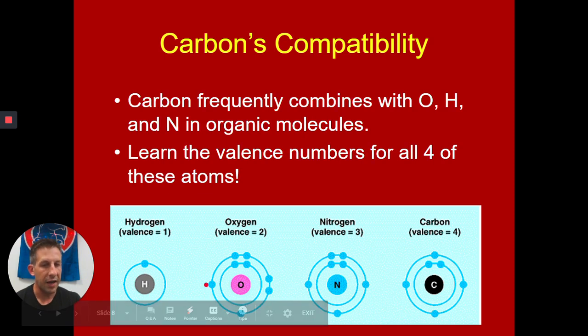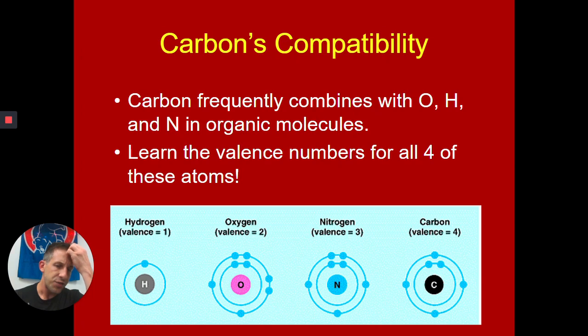But oxygen has a valence number of 2, which tells us that it likes to make 2 bonds with other things. Okay? Nitrogen has 3 valence electrons, which means it wants to make 3 bonds or share those valence electrons with other things. And carbon, as we see, has 4.